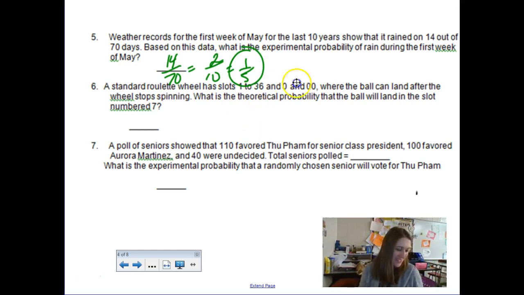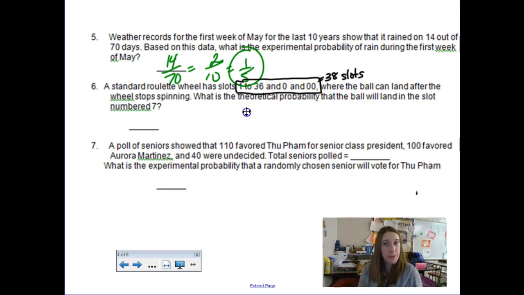Keep reducing, huh? All right, the standard roulette wheel has slots 1 to 36, and then also a 0 and a double 0. So that's 38 different slots. And they're all the same size and all equally likely to be landed in.